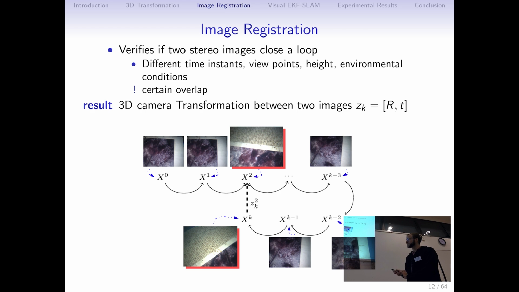At a certain state, for example here, at the current state, we run the image registration with every stored state in our image vector. And the result is that we have found the image registration between this state, or the image of this corresponding state, and this image, which is corresponding to this state. The result is the relative transformation between the images between xk and x2. Because, as you see quite easily, they have a certain overlap. They're representing some area of the same environment.